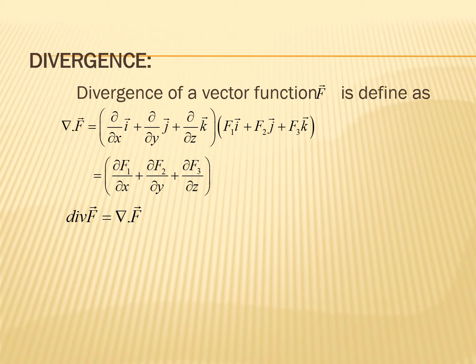Divergence. The divergence of a vector function f vector is defined as del dot f vector. Del is the directional derivative operator, and f vector is f1 i vector plus f2 j vector plus f3 k vector. When you apply the dot product, this becomes dou f1 by dou x plus dou f2 by dou y plus dou f3 by dou z.